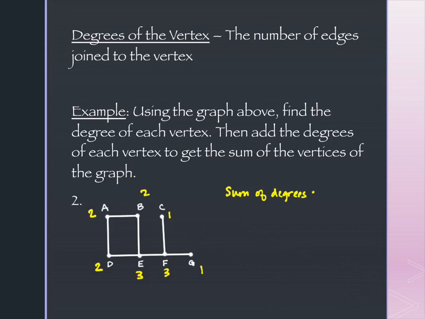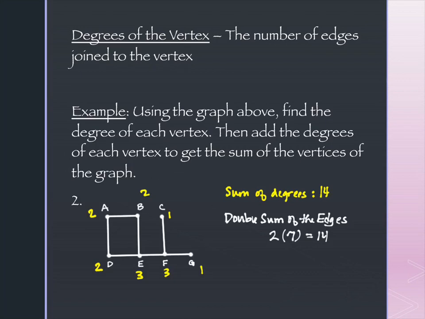Okay, Jasmine says 14. Does everybody agree? Did you get 14? Okay. Did everybody else get 14? Okay, good. Now what I want us to do is double the sum of the edges. Okay, so how many edges were there? We counted that previously as well. How many edges were there? 7. And if I double that, what do I get? 14.